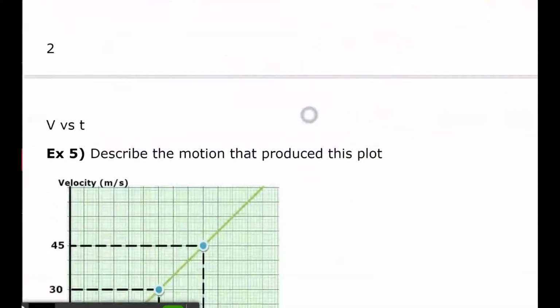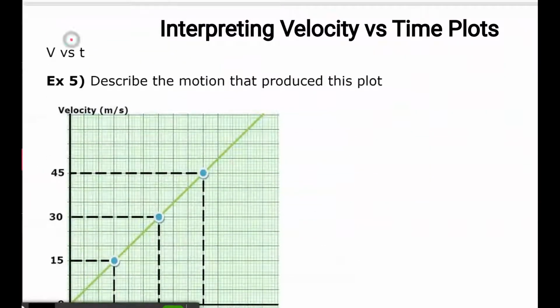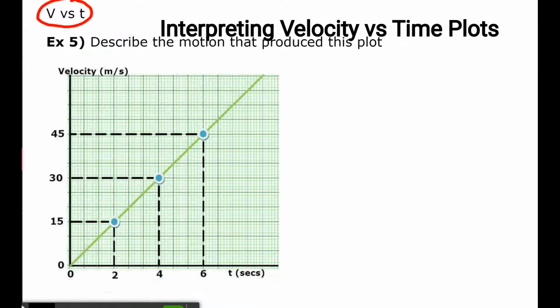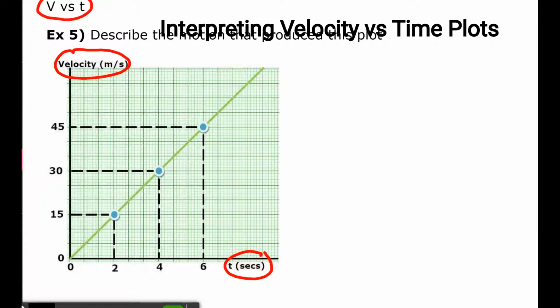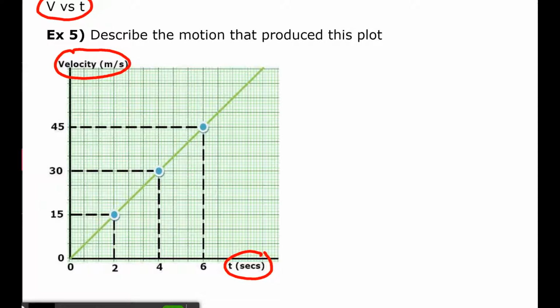Let's take a look at this over here. Now we've got a whole change of game. Everything we've looked at so far is a d versus t, but now we have a velocity versus time. I think every time you see a plot, you should circle those two things to draw your attention not only to the shape of the plot, which everybody focuses on, but the y and x axis. So let's do that right away. Let's circle those two things to make it stand out.